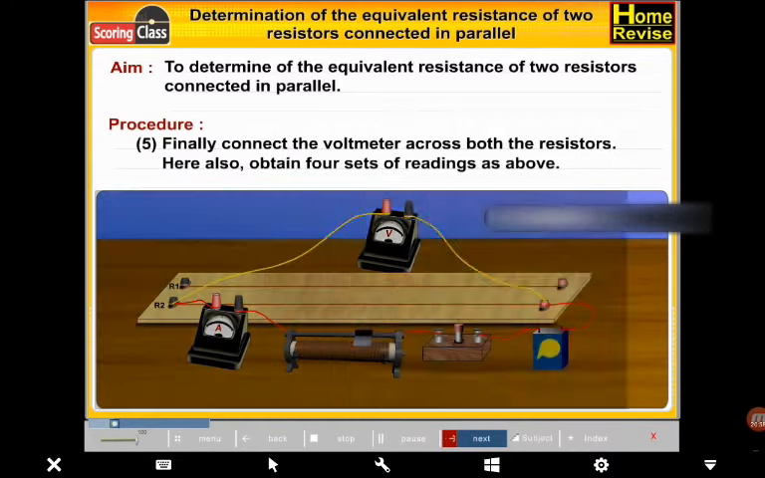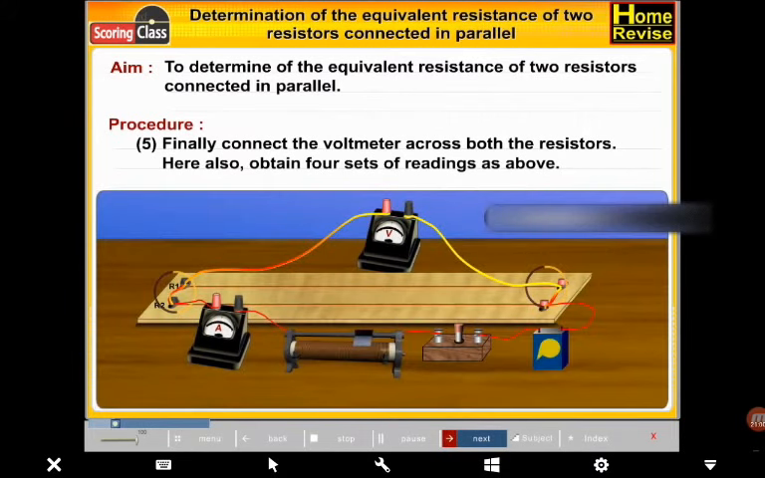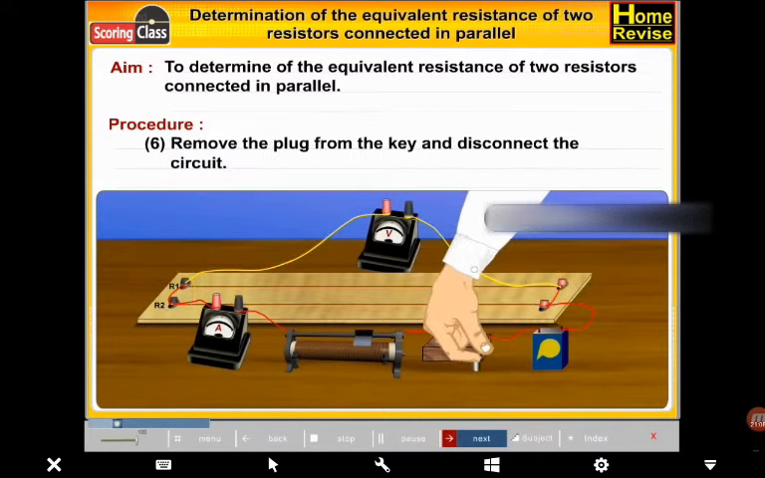Finally, connect the ammeter in the main line across both resistors. Here also obtain 4 sets of readings as above. Remove the plug from the key and disconnect the circuit.